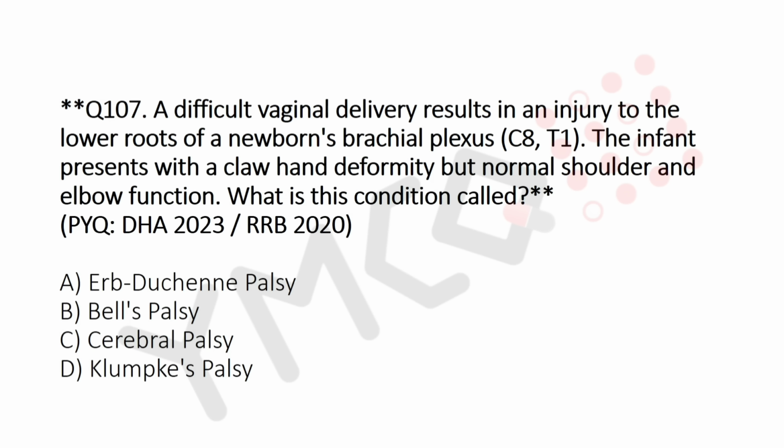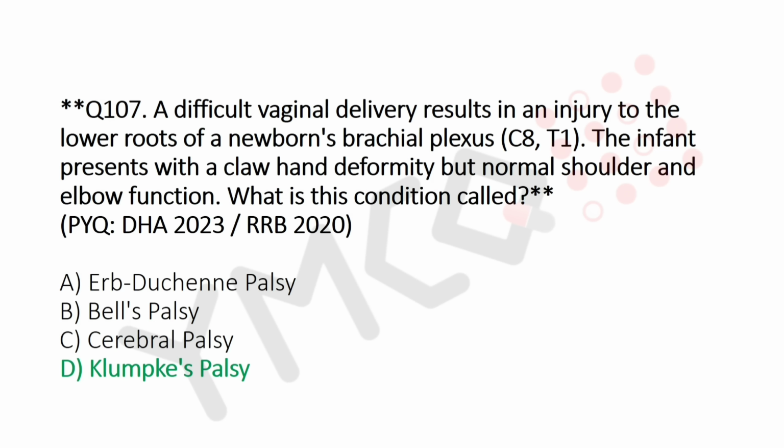And the answer is option D, Klumpke's palsy. Erb's palsy hits the upper root, causing the waiter's tip posture at the shoulder. Klumpke's palsy hits the lower root, sparing the shoulder but paralyzing the small muscles of the hand and creating a claw hand.